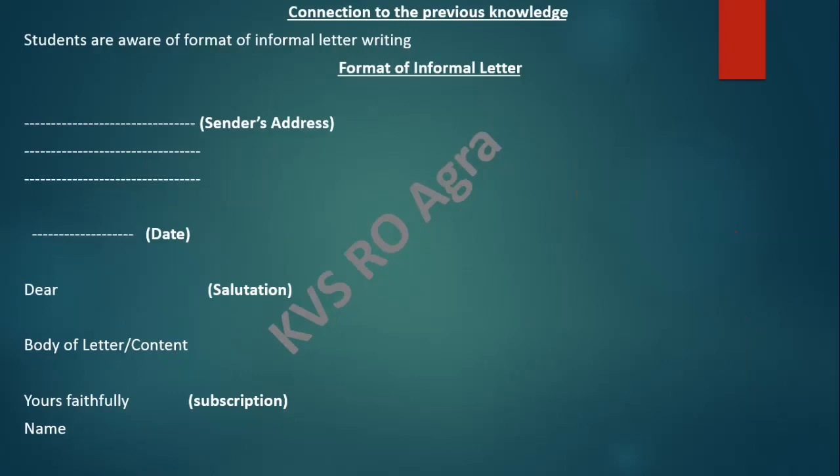Now, connection to the previous knowledge, students are aware of format of informal letter writing. You can see here, first of all, we write on the top in the left corner, sender's address. Then we write date, then dear, which is salutation, then the body of letter, that is content, and then subscription, yours faithfully, followed by your name.